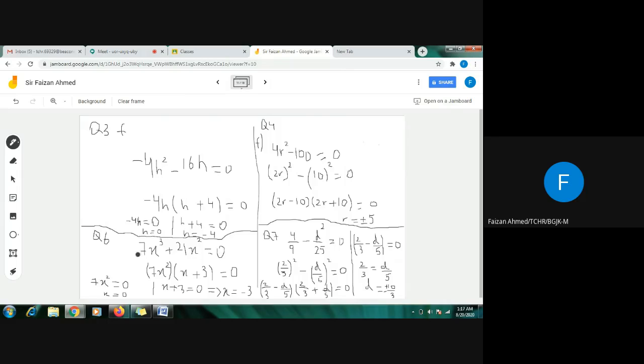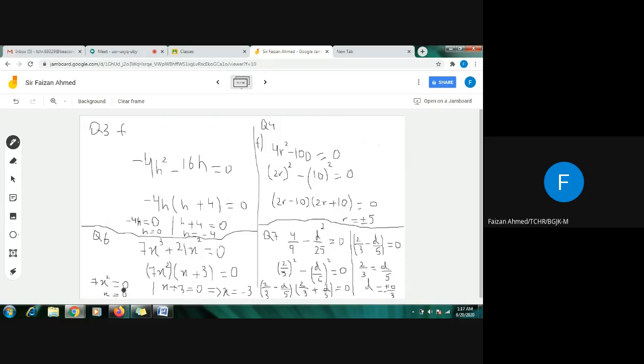In question number 6, we have again 7x cubed plus 21x square equals 0. Again, this question is not factorized, so I will factorize this question and I will take common 7x square, and the remaining bracket will be x plus 3 equals 0. So now I have factorized the question, I have made the bracket, so now I will put them one by one equal to 0. 7x square will be equal to 0, and this 7 will go on the other side and it will be divided.